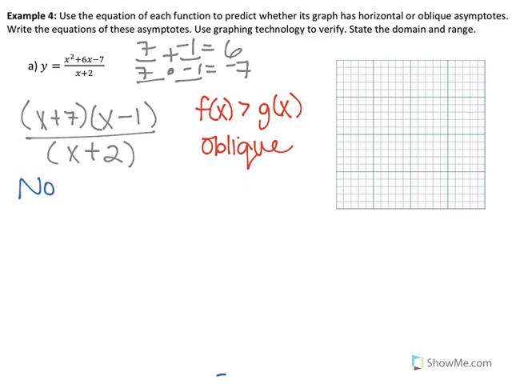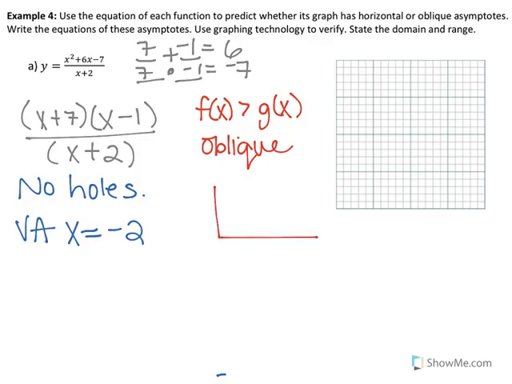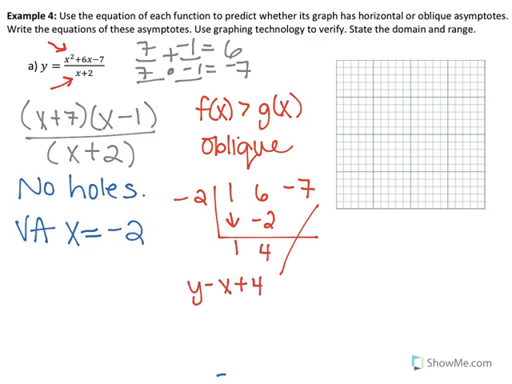So we have no holes, but we will have a vertical asymptote at x equals -2. So there's that. Okay, now let's do our long division so that we can figure out what our oblique asymptote is. So the top, 1, 6, -7, divided by the bottom, -2. Bring down the 1. -2 times 1 is -2. Add those together, you get 4. We don't care about the remainder, but our oblique asymptote is going to be at x plus 4. So there are our asymptotes. So this one and this one.